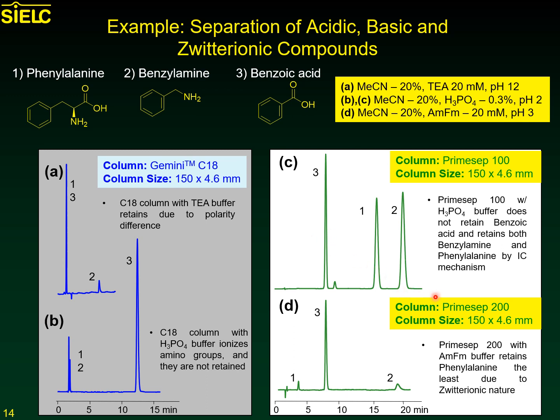If one were to also use the Primesep 200 column, and they were to use the same 20% acetonitrile and water, but with an ammonium formate buffer that holds a pH of about 3, they would find that they could manipulate the order of elution. First, the phenylalanine would elute quickly from the column because under these buffered conditions, its zwitterionic nature makes it retain on the column the least. The benzylamine will retain the longest on the column because it will be protonated once again under these conditions.